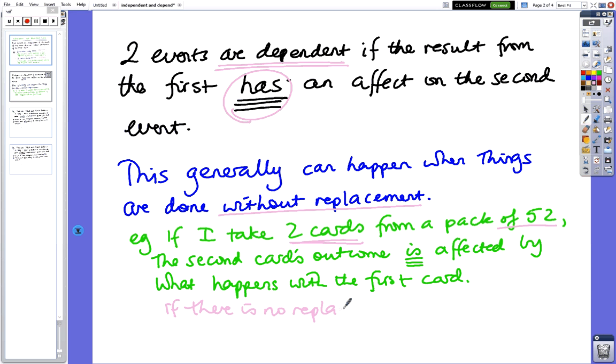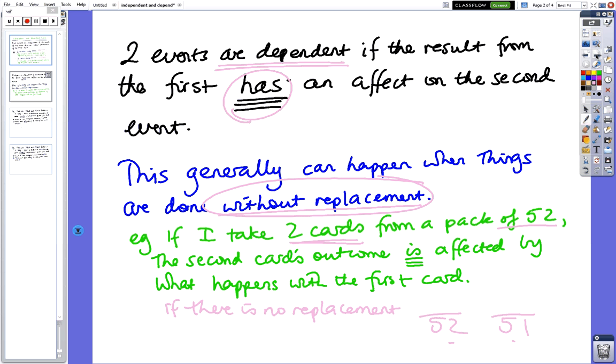When I'm taking the first card out, I'm going to be dividing by 52, and for the next card there's only 51 cards left. So it's going to be a different fraction that you're dividing by, so it has been affected. You just have to look for this clue: with replacement and without replacement.